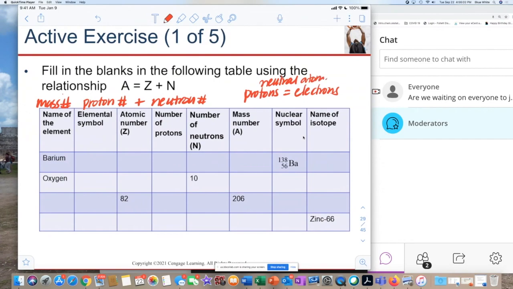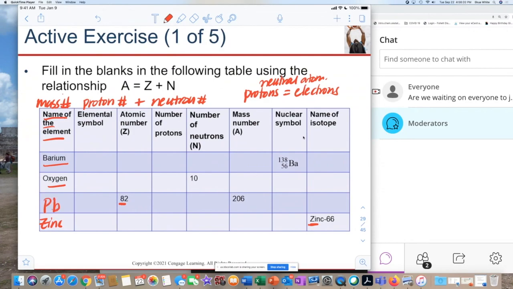So protons equal electrons when you have a neutral atom. Okay, let's go ahead and look at this. Name of the element: barium, oxygen. This one here, I guess this would be zinc. I don't know what this one is yet, but I can use the atomic number to find out what it is. What is 82? Let me pull up the periodic table. Where is 82? Ooh, lead.